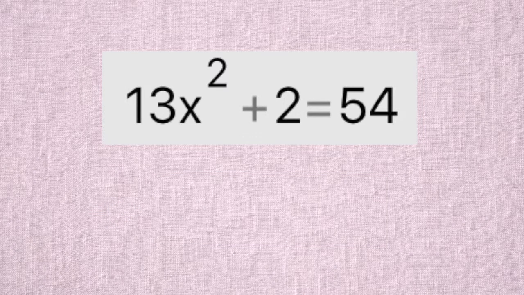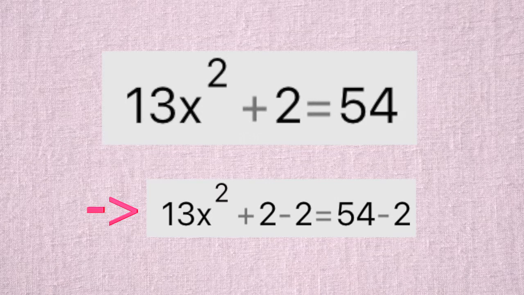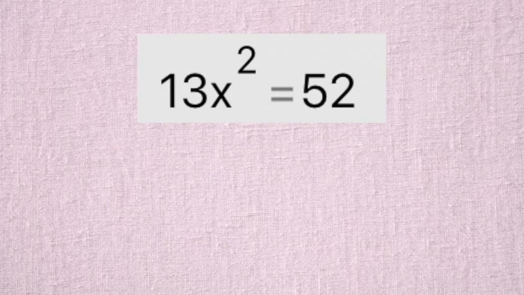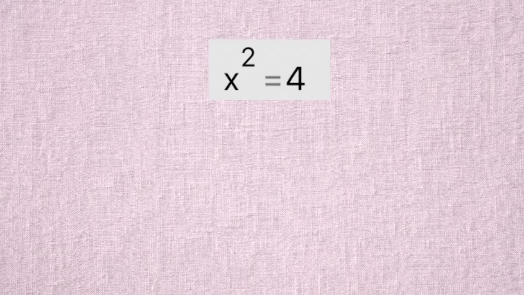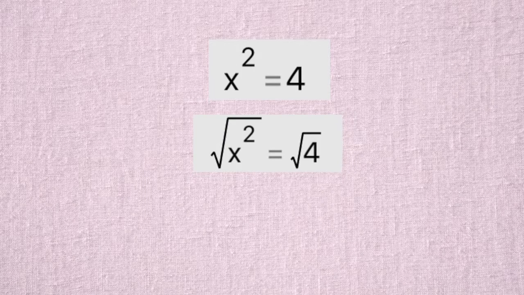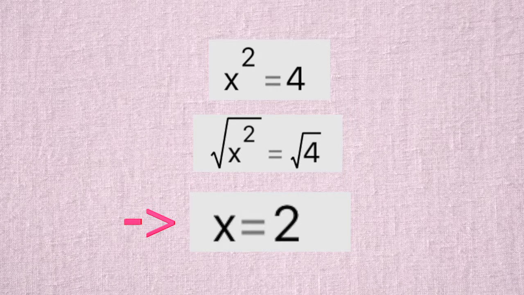In order to get the value of x, we need to subtract 2 on the left side and also on the right side. So the new equation is now 13x squared equals 52. We need to divide by 13 on both sides so that x squared will be left. So 13x squared over 13 is equal to 52 over 13. So the new equation now is x squared equals 4. Since the x is squared, we need to take the square root on both sides so that we can now get the value of x. So square root of x squared is x and square root of 4 is 2. So the value of x is now 2.